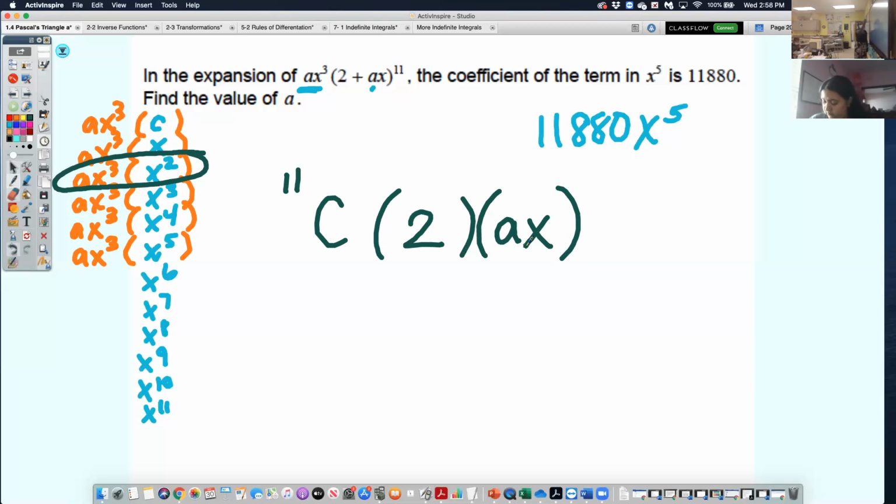Now remember, the blue represented basically the variable of the expansion for B. I want the one that's going to give me x squared. So that means that this parenthesis needs to be raised to the 2nd power, which means this exponent needs to be a 9, which means this needs to be a 2.